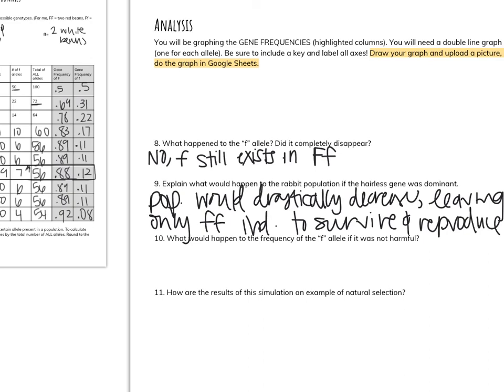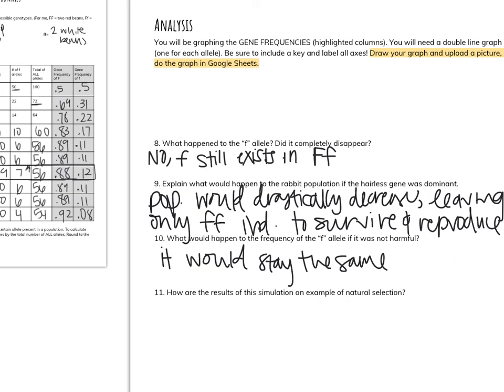Okay, number 10 says, what would happen to the frequency of the little f allele if it was not harmful? So that's saying the frequency of the little f allele, if we didn't have to kill them off each time, it would stay the same. Because the main reason that the gene frequency was changing was because we were killing off that harmful gene with the little f individuals.